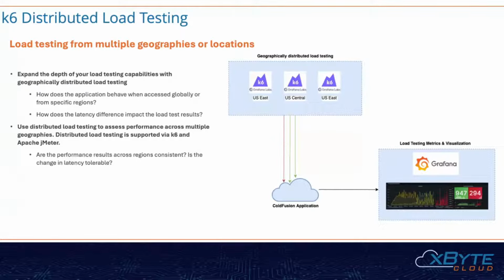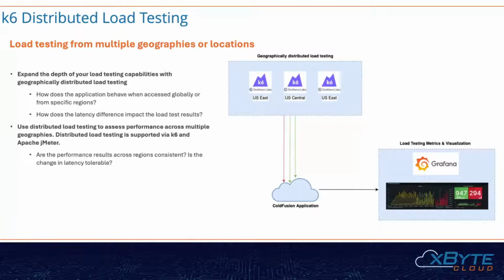How does the application behave when accessed globally or from specific regions? How does the latency difference impact the load test results? You may find that everything works in central US. And if that's the only place you ever tested, you may have users that have never reached out or never even made it through your site because they were so slow. They were located somewhere else. So use distributed load testing to assess performance across multiple geographies.